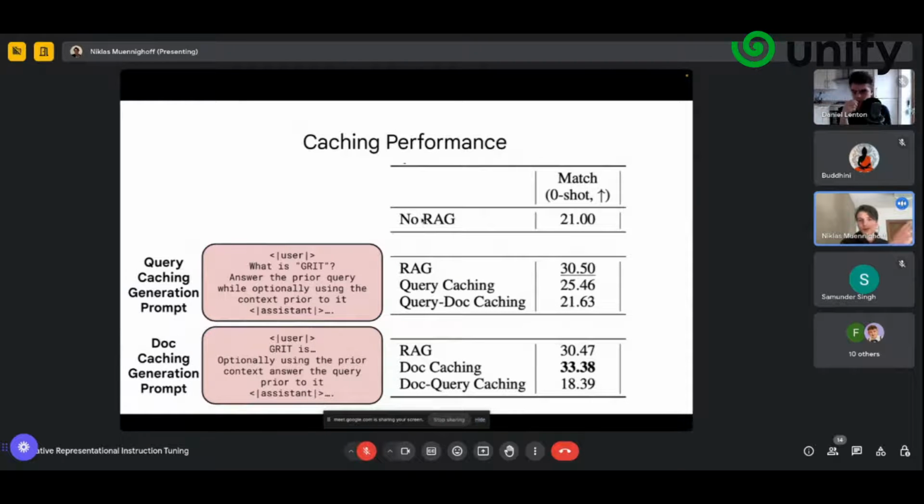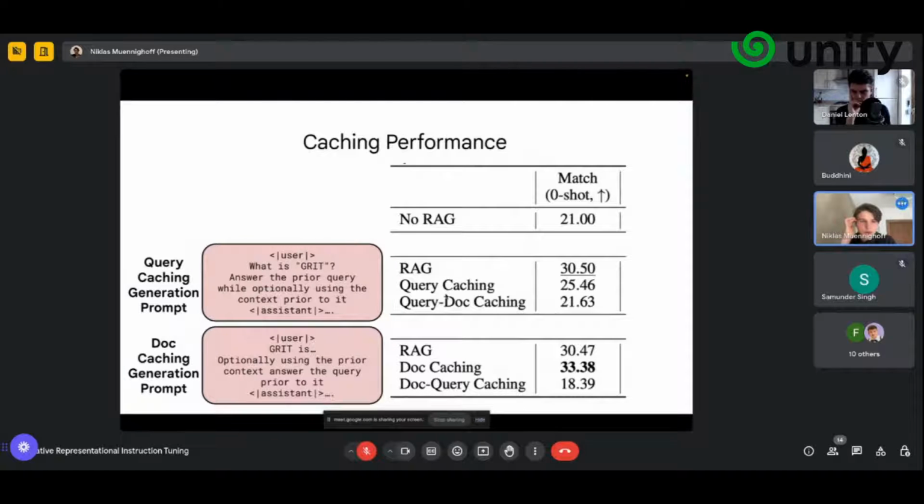So we don't use the Wikipedia corpus. We just try to answer the question directly with our GRITLM 7B model. So this is all GRITLM 7B. And we find that the correct answer is in the generation of the model 21% of the time. And so now we get to the various RAG and caching variants in the lower half.